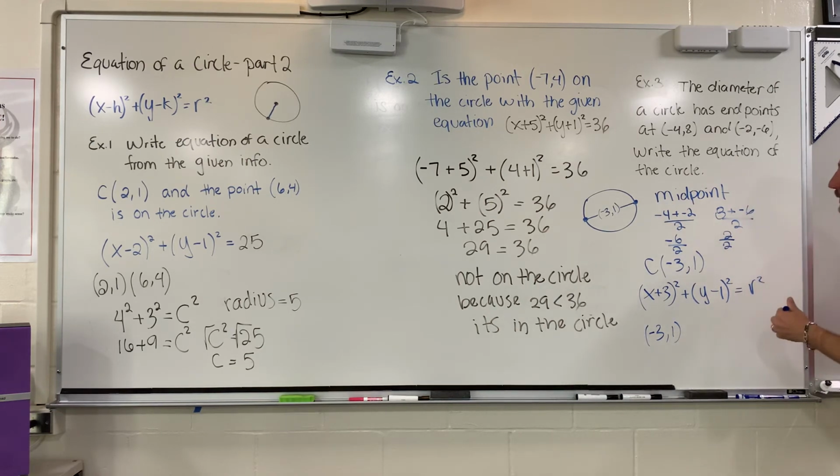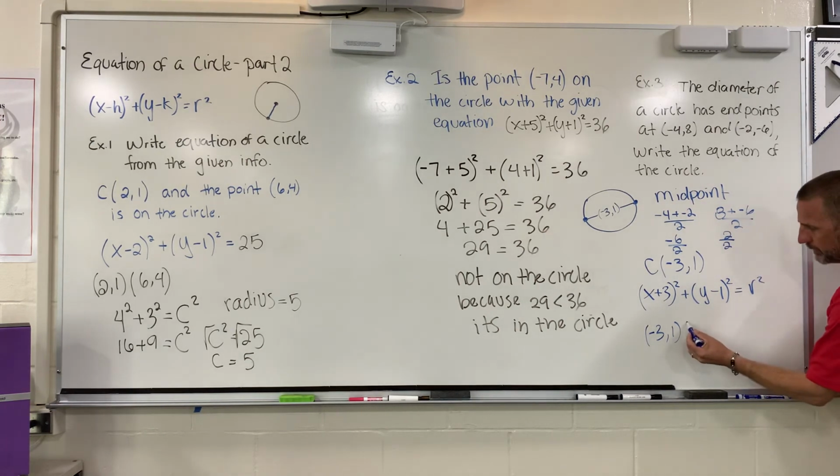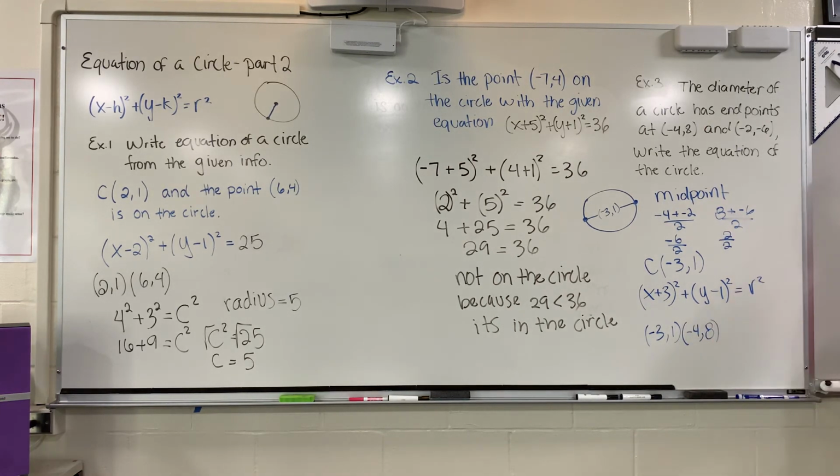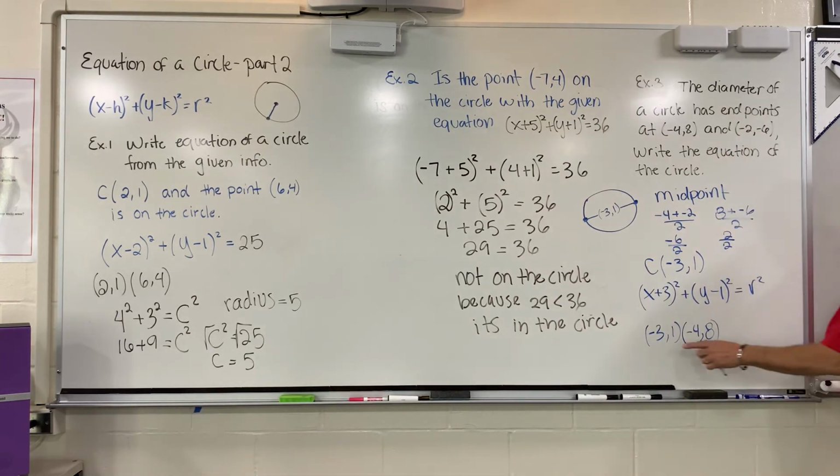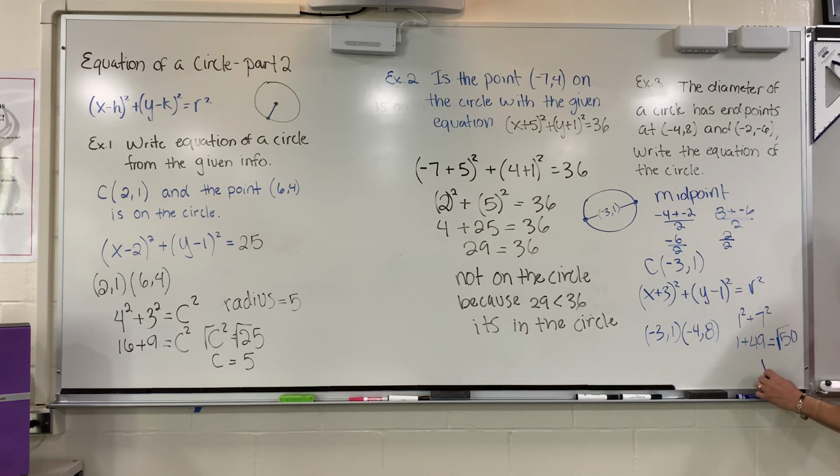So since (-4, 8) is first, I'll write that one down. So finding the distance again, it's just like over there. I take the numbers and I say, well, if I go from -3 to -4, that's 1. If I go from 1 to 8, that's 7. 1 squared is 1, plus 7 squared is 49, which gives me 50. My radius is the square root of 50.